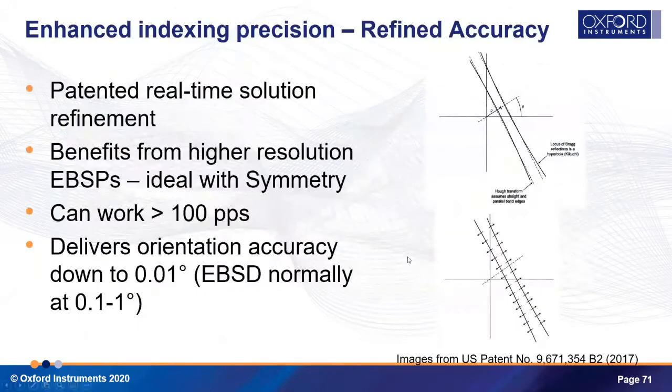Okay, I've mentioned refined accuracy. I don't think we've got time to go into it in great detail, but in general, we can get angular accuracies down to about 0.01 of a degree, when normal EBSD might be somewhere in the range 0.1 to 1, typically about 1/4 of a degree.